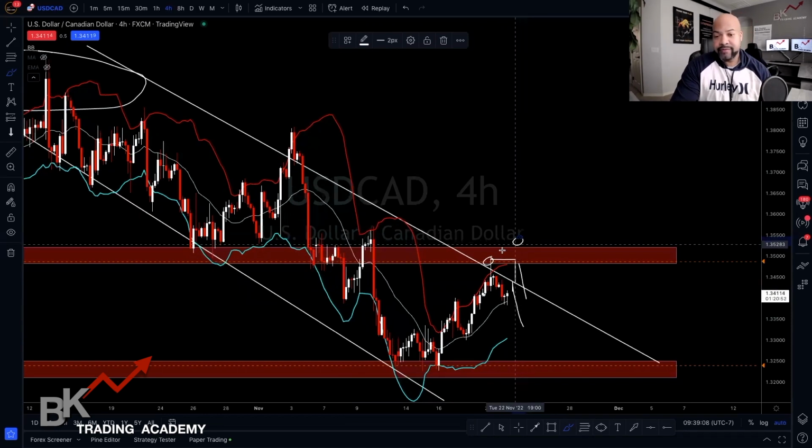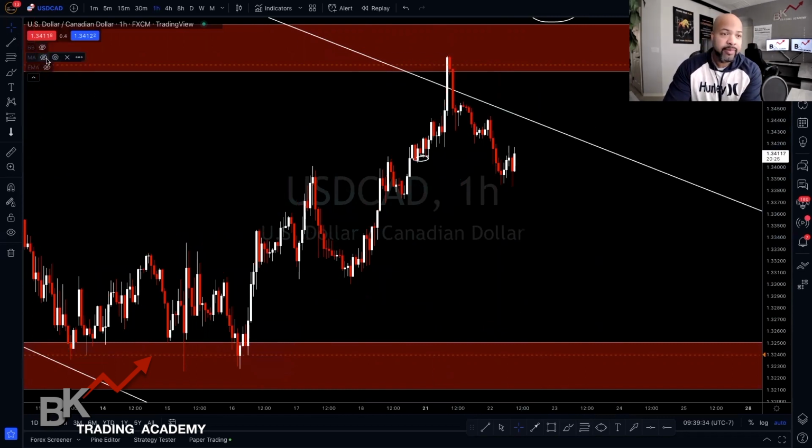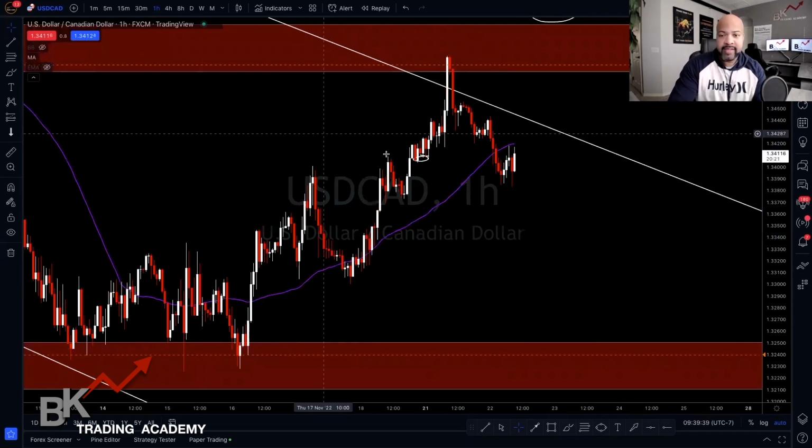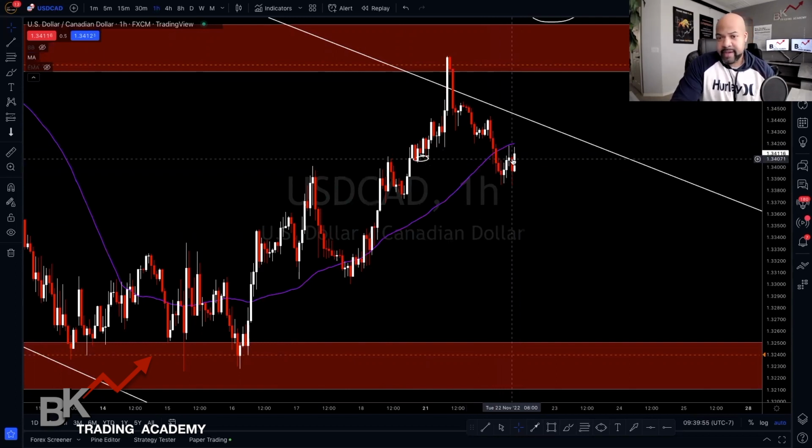Yours may look a little bit different. I like to clean this stuff up a bit. I'm going to take off my Bollinger Bands. And let's see what the MA is saying. So price is actually touching our MA, or close to our MA, which can act as a resistance zone. Usually if price is below the MA, we're in a downtrend.